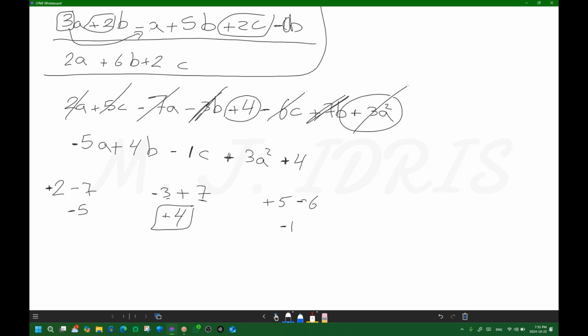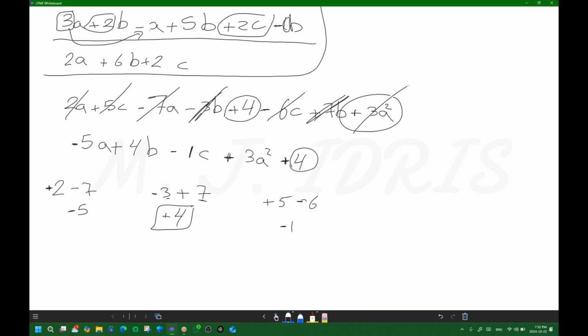Preferably, when you want to give your answer, you want to clean it up. How do we do that? First, we start with the highest power. Then, if they have the same power, we go in alphabetical order. And lastly, we put the independent term, which is this one that doesn't have any letter next to it. And there is another rule that we don't like to start with a negative value.